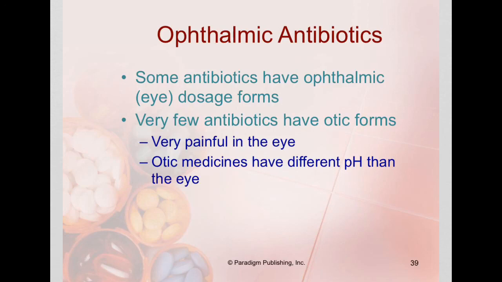Ophthalmic antibiotics are those that you get, like if you have pink eye, and they have the tobramycin, the moxifloxacin, erythromycin, ciprofloxacin, even azithromycin, just for various things. The big one is the pink eye.